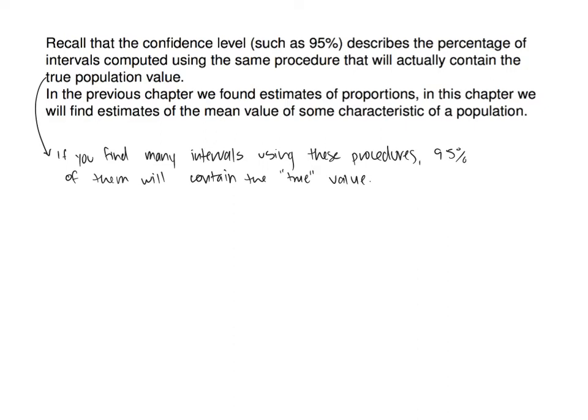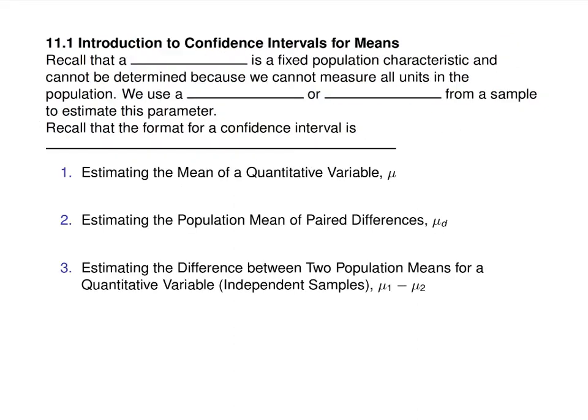And in the previous chapter, we found estimates of proportions, and in this chapter, we're going to find estimates of means. So before we get into the nuts and bolts of making confidence intervals, let's review some parameters and also discuss the kinds of things we're going to be finding confidence intervals for.